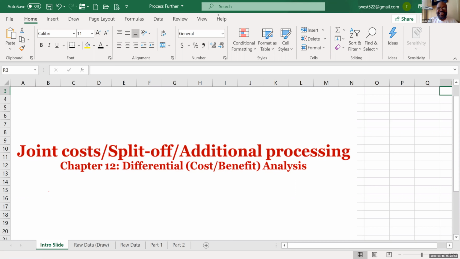Again, today we're doing a problem that has a lot of different names. A lot of people will call it different things, so we put all the possible terms in the title. It can be joint costs, split off, additional processing, all those different things. Professor Valentine is actually going to drive us home on this one because I can't keep track of all the words. So he's kind enough to take us through this one.